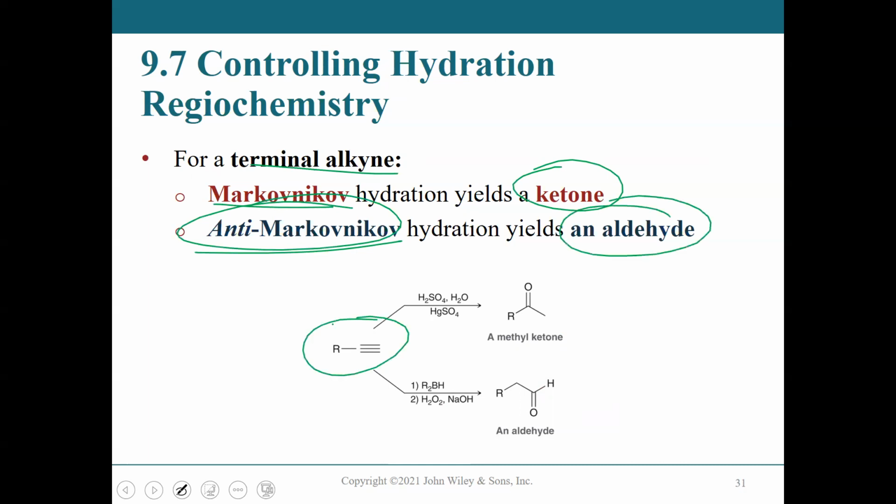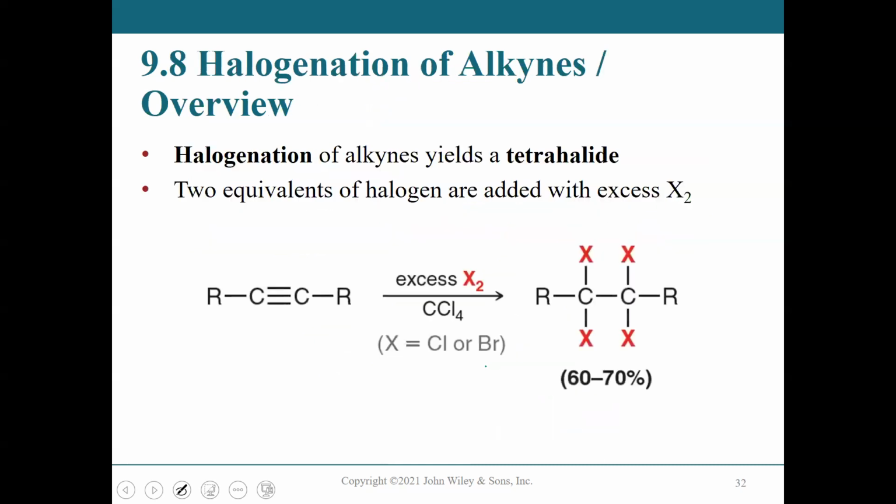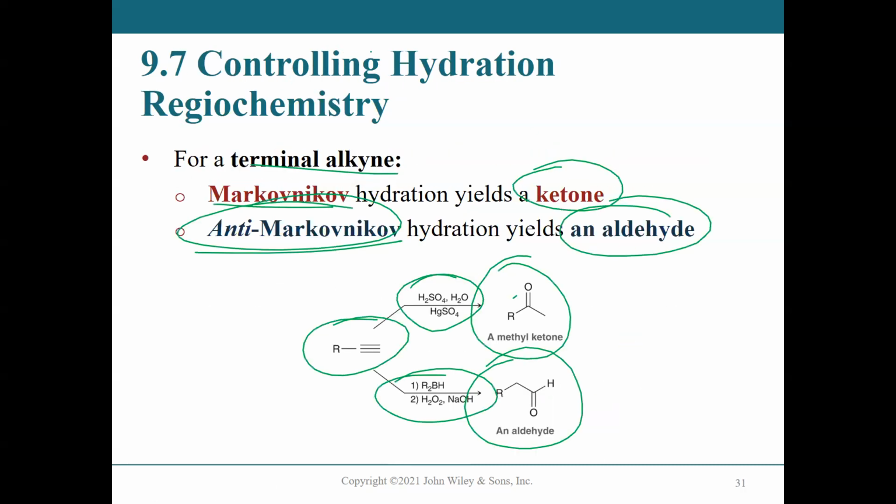So here we have a summary. You have an alkyne. With acid catalyzed hydration, you get a ketone, and with hydroboration, you get an aldehyde. Okay, so now after that, I'll go ahead with the keto-enol. So let's go over the acid catalyzed.